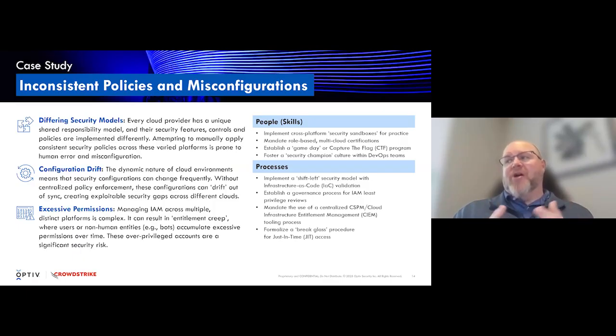We need to establish better governance processes around IAM, mandate the use of centralized CSPM and cloud infrastructure entitlement tools as well. And I know that CrowdStrike can talk to those, and formalize kind of break glass procedures for just-in-time access. In fact, we talk a lot about wanting to use multi-factor authentication and things of that nature to secure privileged accounts in cloud environments.